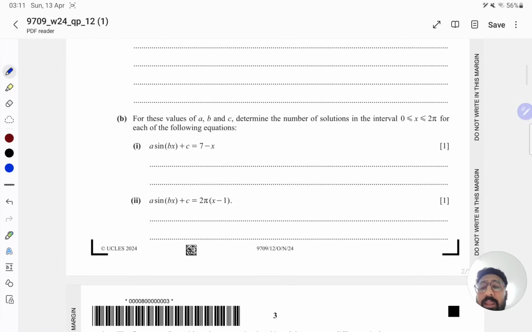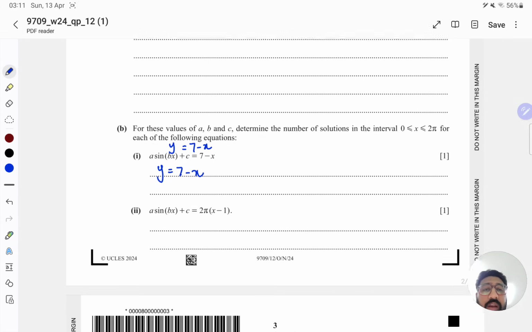Question part B. For these values of a, b and c, determine the number of solutions in the interval from 0 till 2 pi for each of the following. So if we look above, this is the y, and this is the new equation that we have: y equals 7 minus x. I need to plot it on the graph.